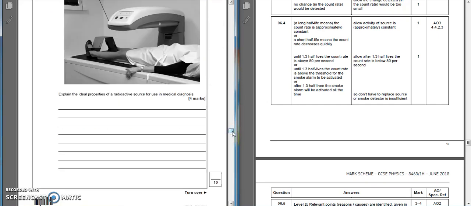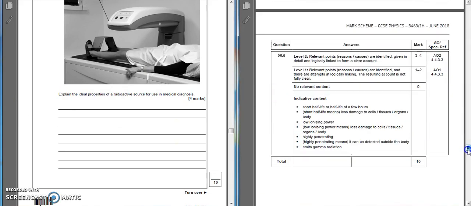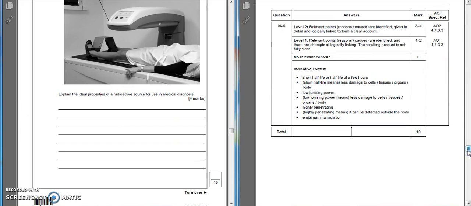6.5, ideal properties of using radioactivity inside the body for this sort of detector. So, could you use alpha radiation? Of course you couldn't. It's not going to be penetrating enough, it won't get out of the body. Could you use beta? It's probably going to get blocked by pretty much everything in your body. So we're going to want something highly penetrating. That's going to be gamma.